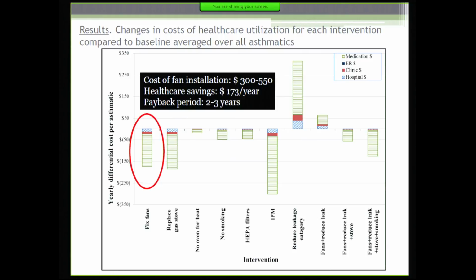So how is that useful? Let's go through an example. If it costs you around $300 to $550 to install a fan and you save around $173 per year, then within 2 to 3 years, that's the payback period, you will have broken even, right? And then any other savings in healthcare will be a benefit. Now, there's an argument there on who pays for the fan, who pays for the hospitalization bill, who pays for medication that I'm not covering here. But in absolute numbers, it seems like putting in exhaust fans is a very cost-effective way to reduce healthcare costs. If you go to the next slide.